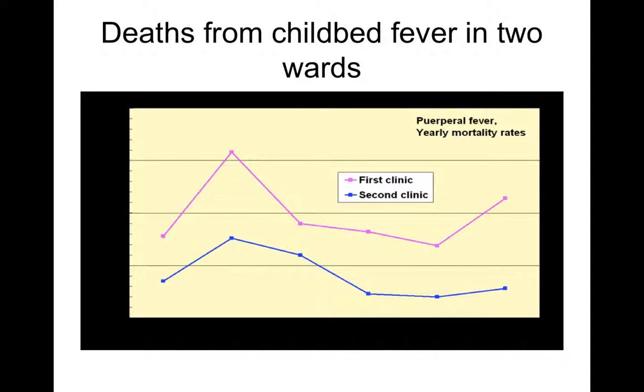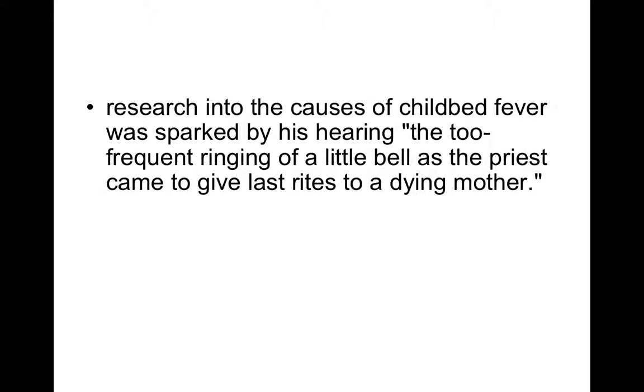What this graph shows you is childbed fever or puerperal fever and the graph of the yearly mortality rates. The first clinic had much higher rates of death in mums who came to the hospital to deliver their babies compared to the second clinic, which had much lower rates. So this, of course, the difference in the rates caused people to think, well, there must be some explanation.